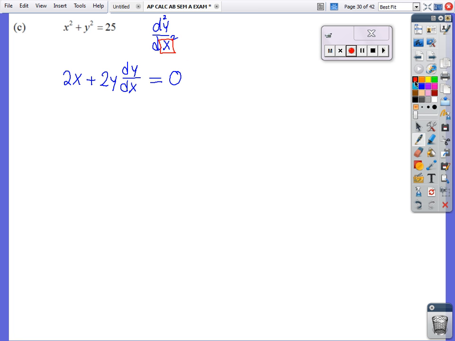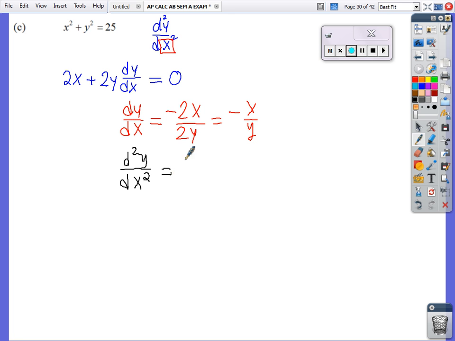I'm going to solve for the dy dx. I'm going to subtract 2x and then divide by 2y. So you end up with negative 2x divided by the 2y. So I get negative x over y. Now to do my second derivative, I'm going to have to do a quotient rule. Derivative of, low, d of high minus high, d of low, all over low squared.